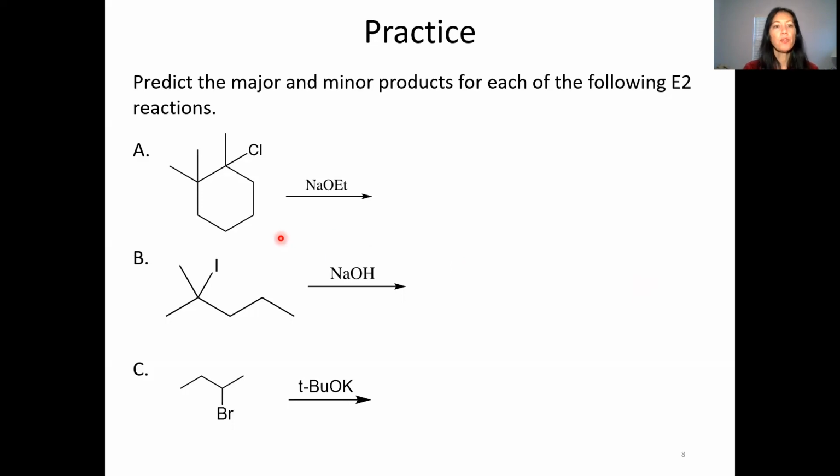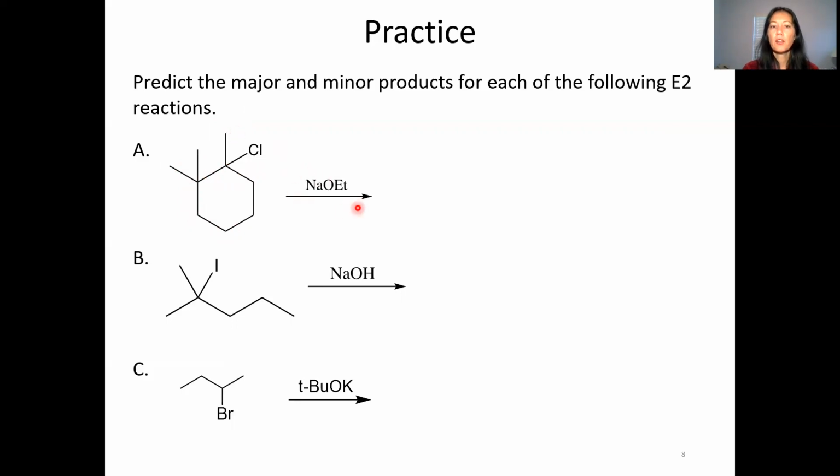Okay, so for this first problem, you have this chlorine, and the first thing you want to do is identify what hydrogens can be removed to undergo the elimination. What beta hydrogens do you have? Hydrogens off this carbon and off this methyl group, but not here, because there are no hydrogens. There are 2 methyls and the rest of this ring. So the only places you can abstract a hydrogen is here, forming a bond here, or here.